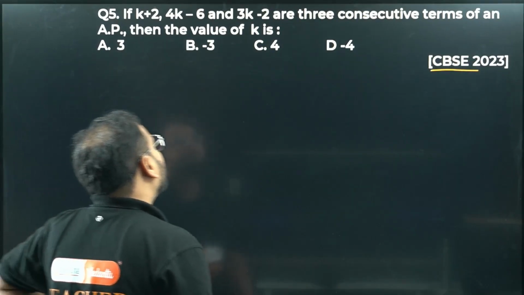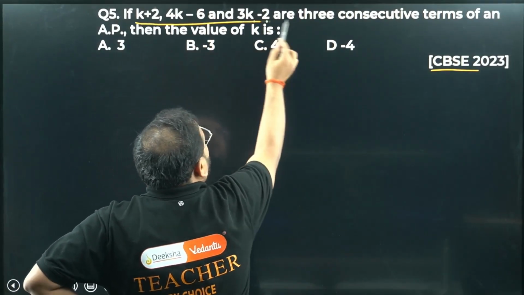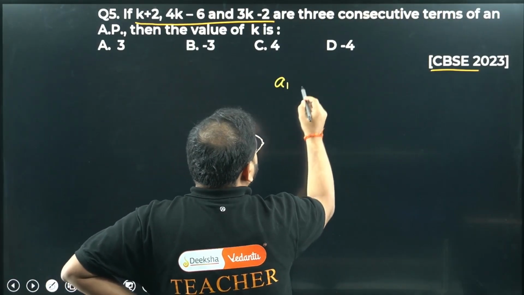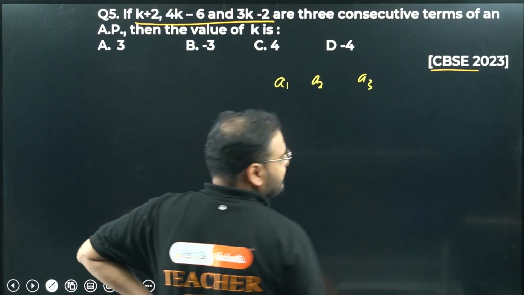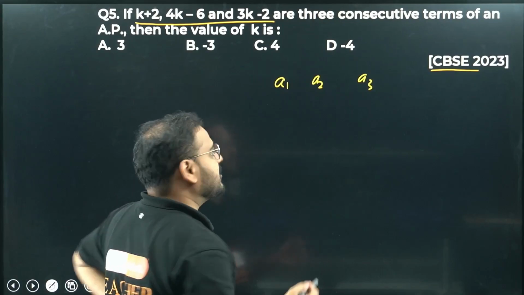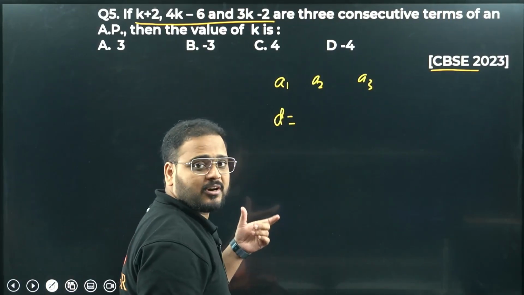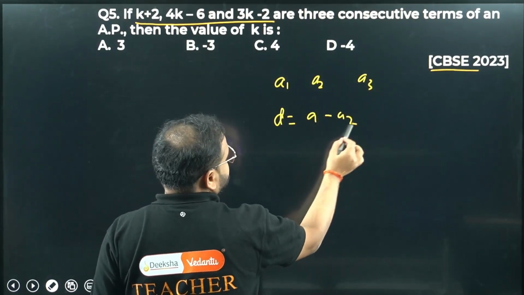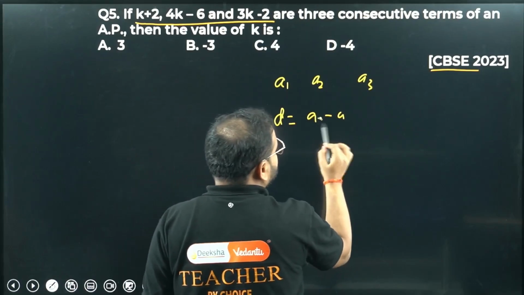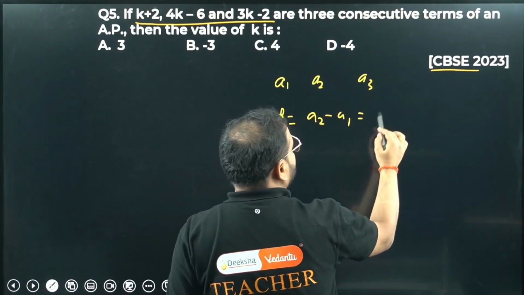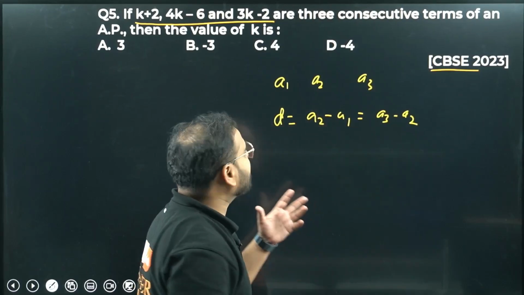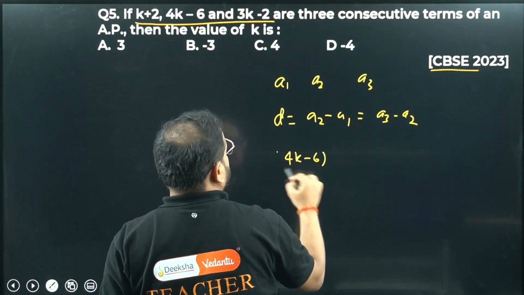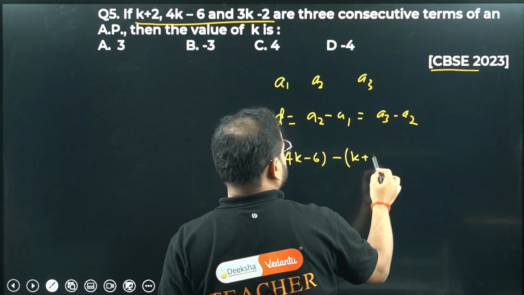So if k plus 2, 4k minus 6 and 3k minus 2 are the three consecutive terms of an AP. We know that consecutive terms means A1, A2 and A3 like this. If they're in AP, it means the common difference D would be A2 minus A1, and in the same way I can write A3 minus A2. So please check. A2 minus A1 will be this term minus this term, so 4k minus 6 minus (k plus 2).